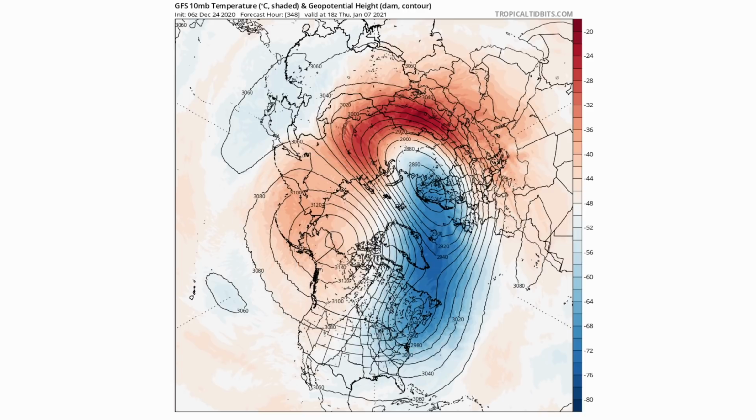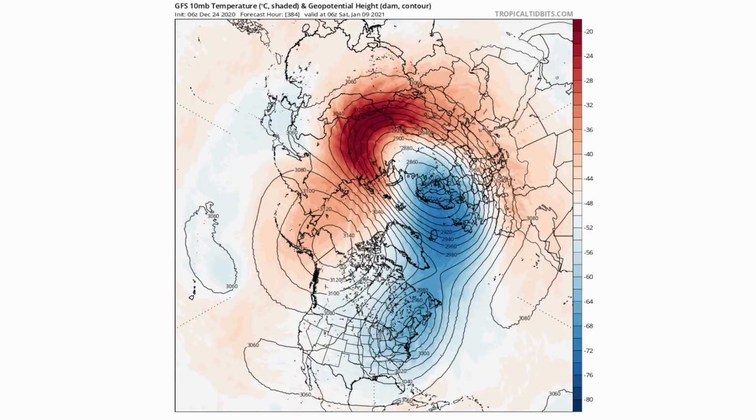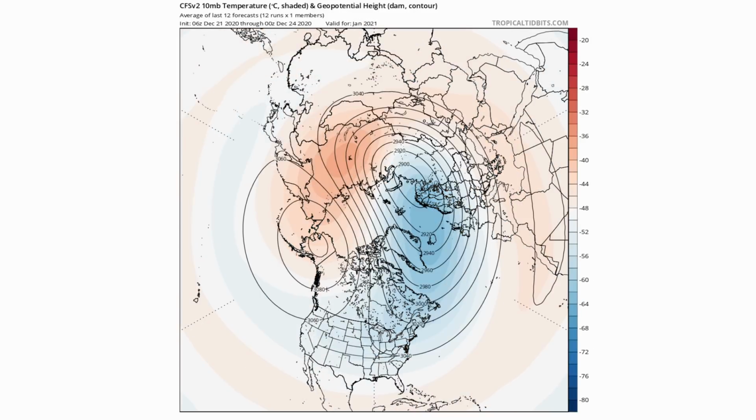And if you like cold and snow, this is definitely a very, very good sign for you guys. And then the last run, the last frame of the model run, is showing that cold air dipping even further to the south. Here's the Climate Forecast System, which usually has a very, very warm bias.